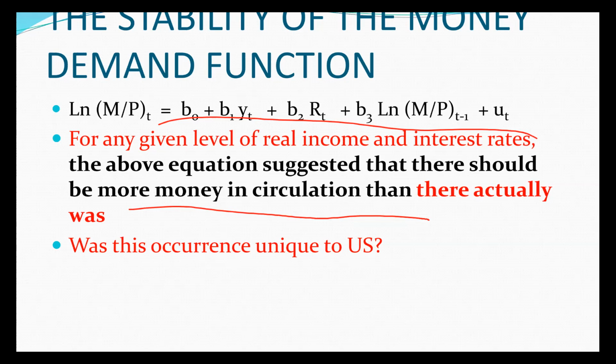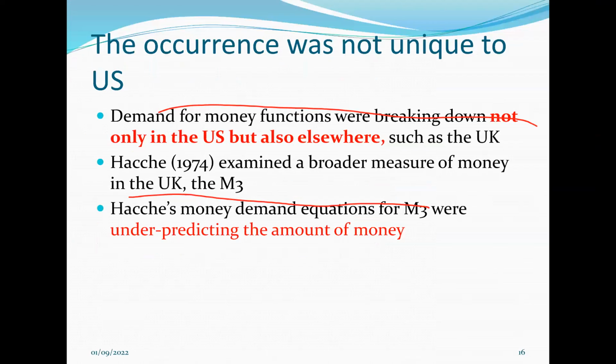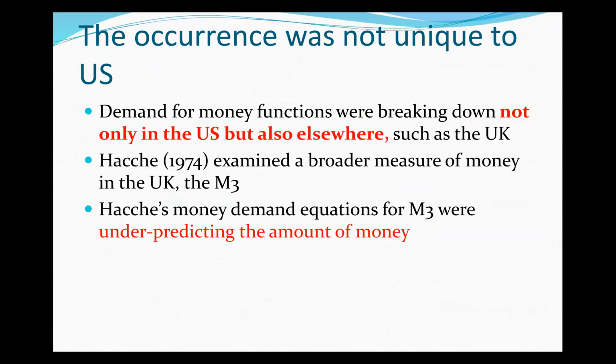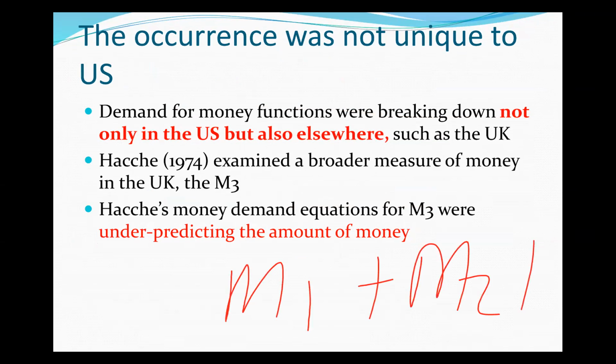So the question was, is this unique to the US? Let's see what happened. The demand for money function was breaking down not only in the US but also elsewhere, such as the United Kingdom, when examining a broader measure of money. Remember, you can measure money as M1, M2, M3, and you can even reach up to M4.